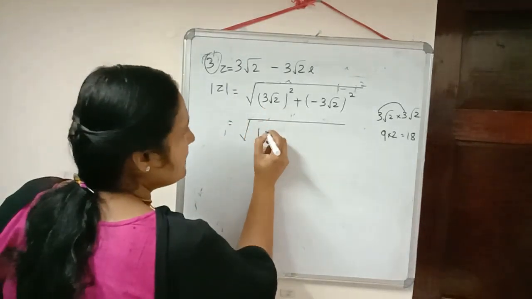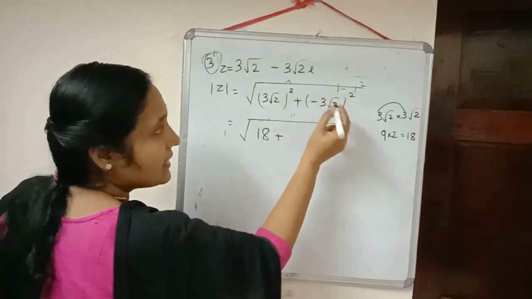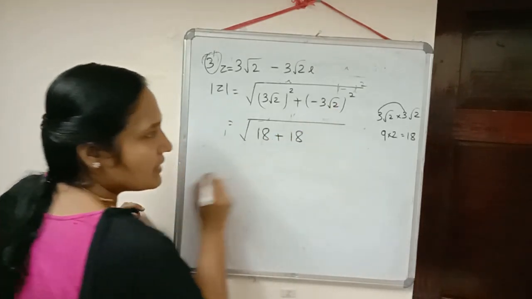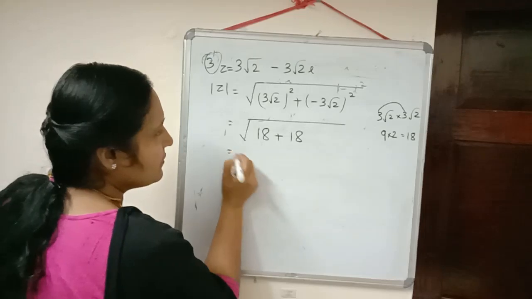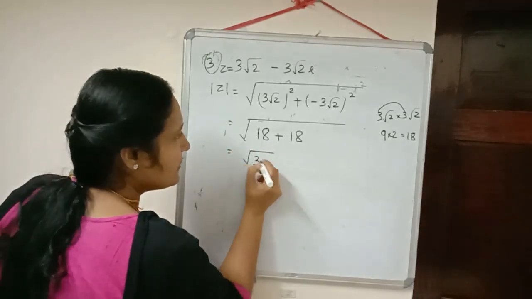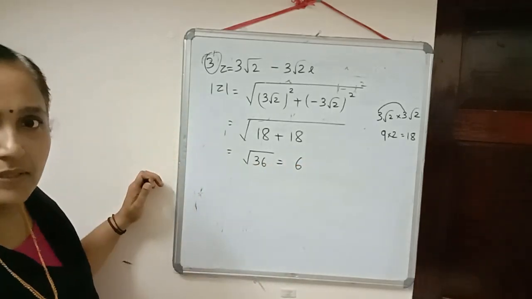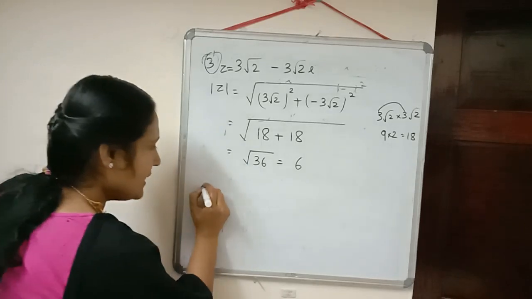So here we are getting (3√2)² equal to 18. Similarly, (−3√2)² also will come as equal to 18 only. 18 plus 18 will give you 36. So our mod z is equal to 6. Now we will check the argument.